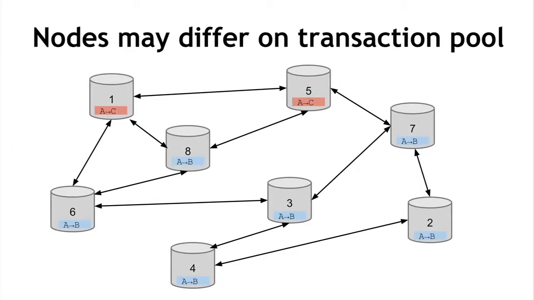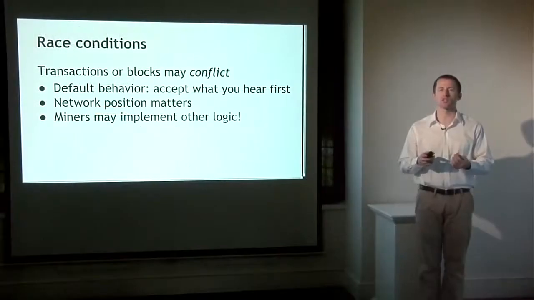The network may end up in a divided state here, where different nodes have a different view of what the pending transaction pool is. But that's fine. These transactions haven't been published in the blockchain yet, so this is just a temporary state where nodes disagree on which transaction should be put into the next block. In practice, this is a race condition.